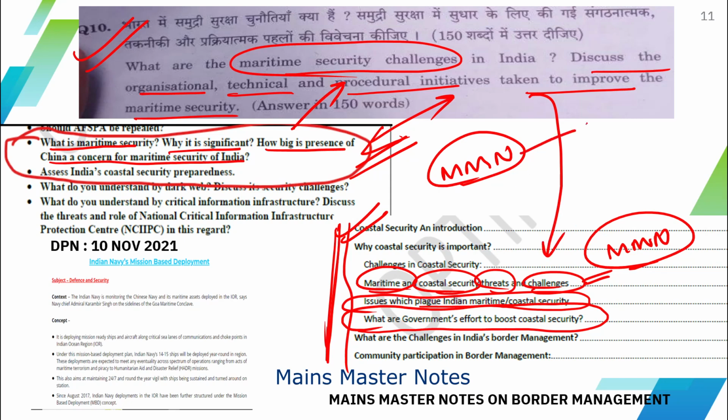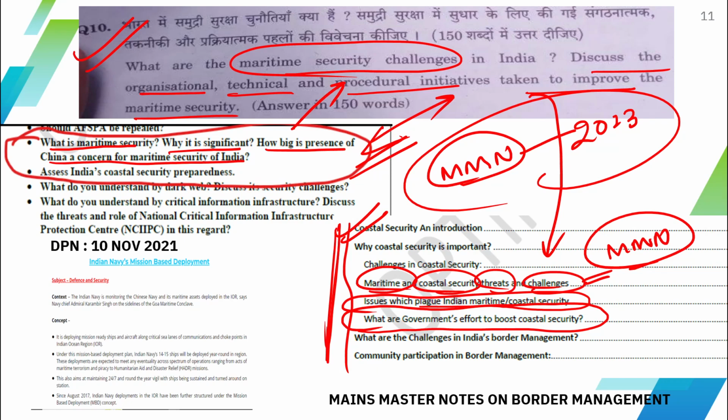Particularly, I have updated the mains master notes for 2023 and added various dimensions for 2023. You can go and cross-check on your portal, download that and see for yourself.